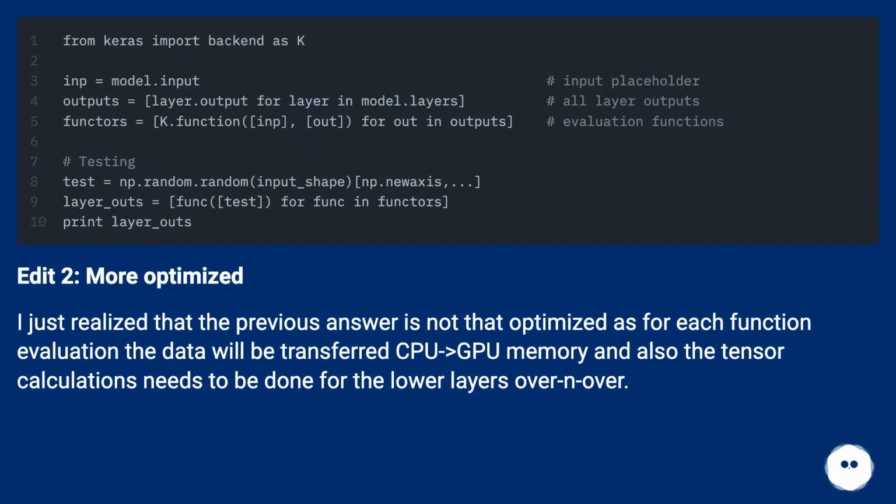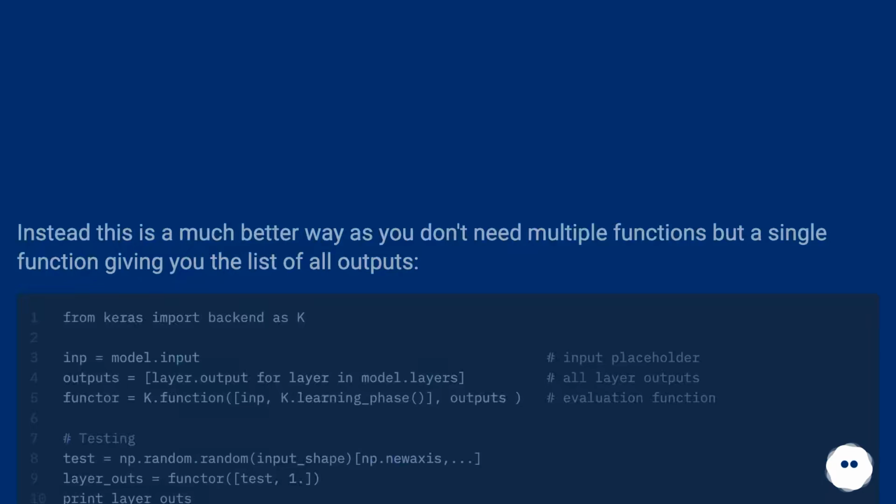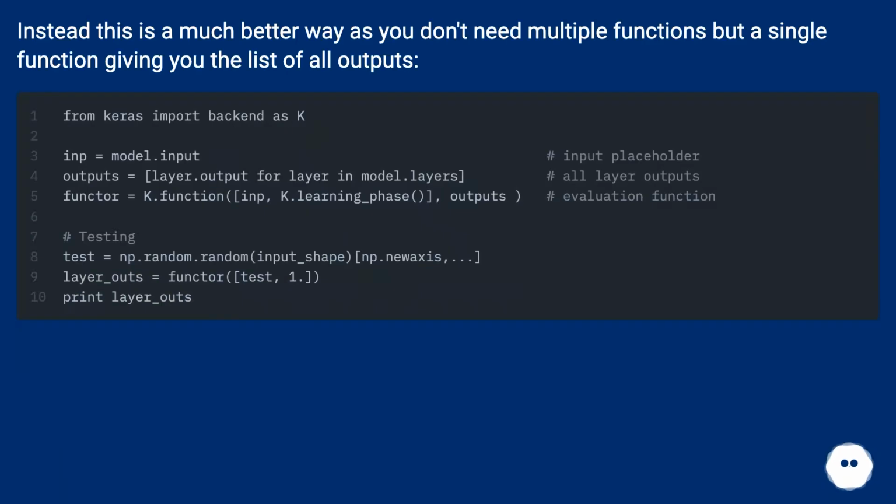Edit 2, more optimized. I just realized that the previous answer is not that optimized, as for each function evaluation the data will be transferred CPU to GPU memory, and also the tensor calculations need to be done for the lower layers over and over. Instead, this is a much better way, as you don't need multiple functions but a single function giving you the list of all outputs.